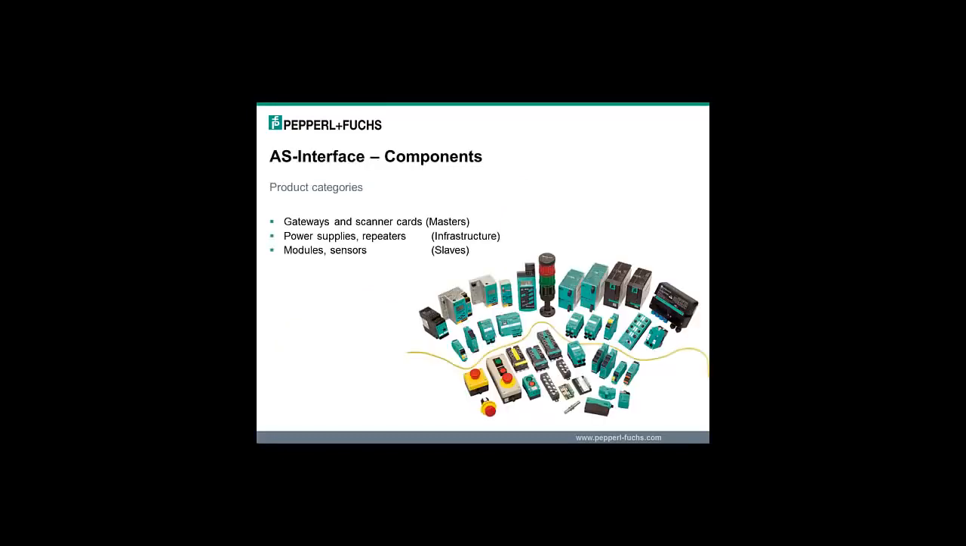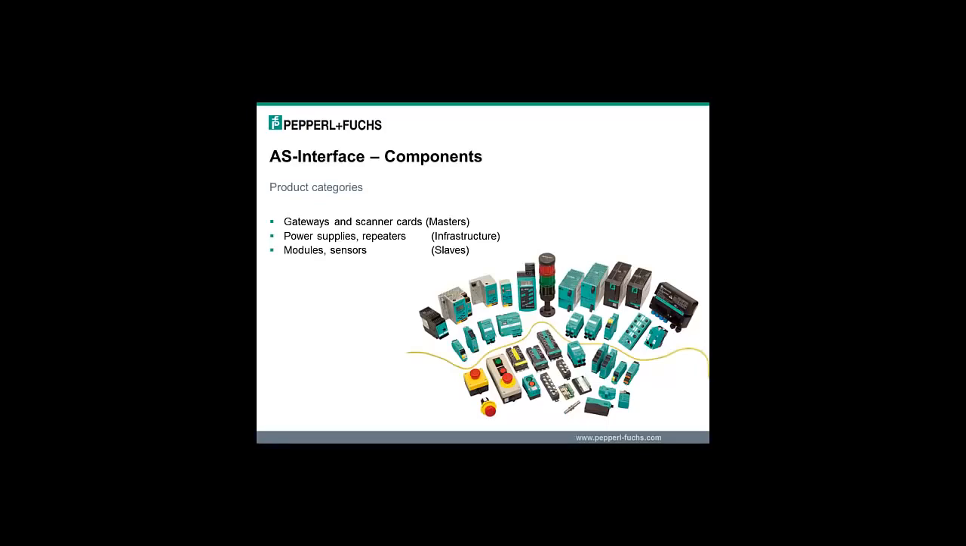The easiest way to discuss AS interface components is by product category. We will be looking at gateways and scanner cards, sometimes called masters, power supplies, repeaters, and other parts necessary to make up the AS interface network infrastructure. And the largest group of products by far, the modules, sensors, and similar items, also known as slaves.